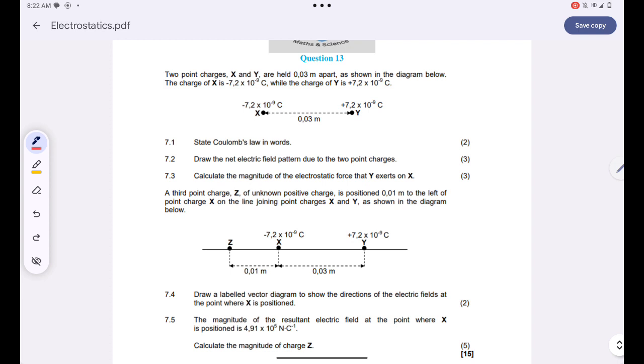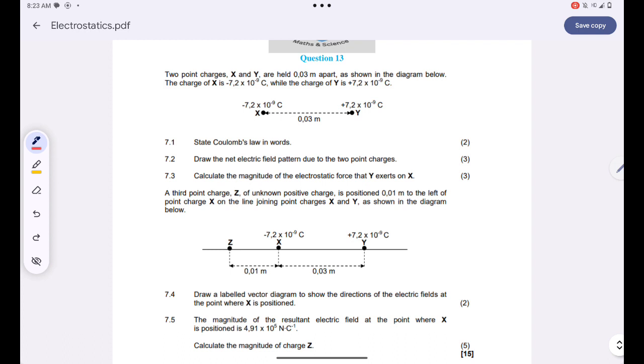Okay, two point charges X and Y are held 0.03 meters apart as shown in the diagram below. The charge of X is negative 7.2 nanocoulombs, while the charge on Y is a positive 7.2 nanocoulombs. We have two unlike charges. They will definitely attract one another. Firstly, they want us to state Coulomb's law in words. It simply states that the electrostatic force between two point charges is directly proportional to the product of the charges and inversely proportional to the square of their distance apart.